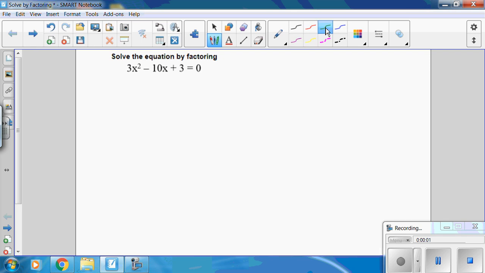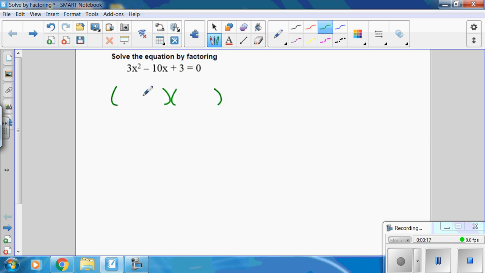We have everything on one side of the equal sign, so that's good. We don't have a greatest common factor that we can divide out of everything, so we're just going to go straight into factoring the trinomial into two binomials. Now the second sign is a positive.